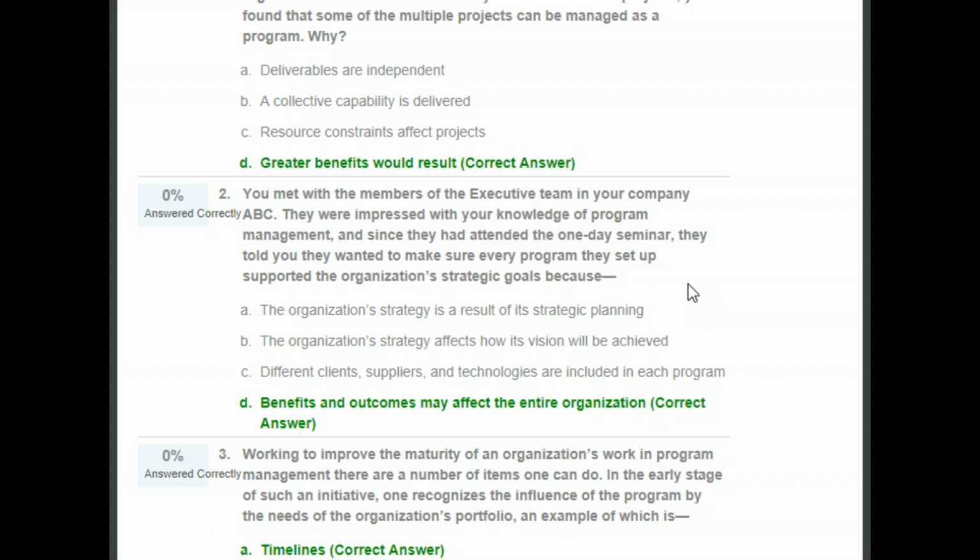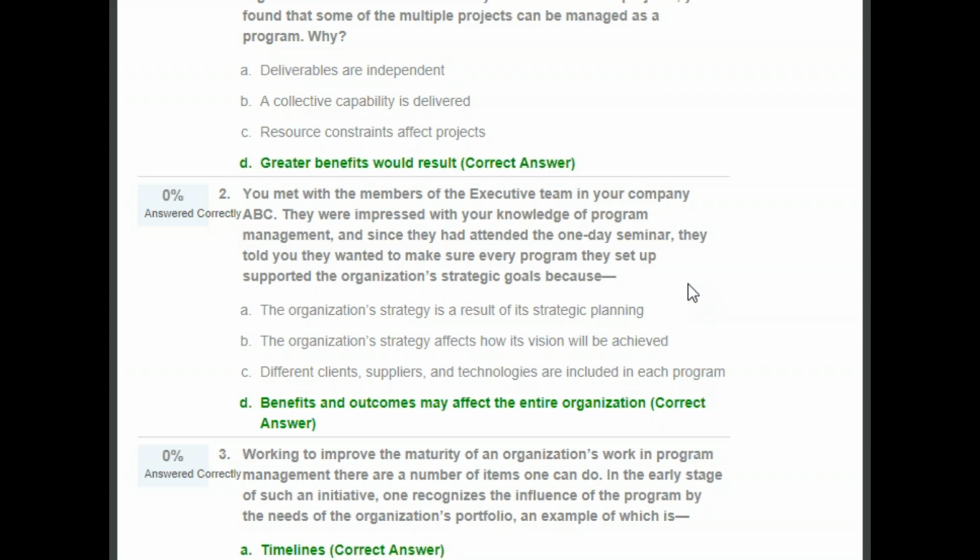Number one, organization strategy is a result of its strategic planning. Not really. Organizational strategy affects how its vision will be achieved. Vision is translated into strategy, not strategy is translated into vision. And by the way, what does it have to do with the programs? Different clients, suppliers, and technologies are included in each program. So what? Fourth is benefits and outcomes may affect the entire organization.